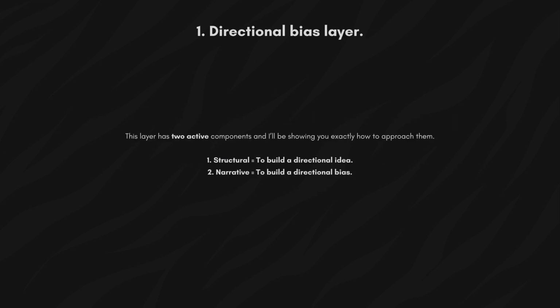First of all, let's dive into the first layer, which is the directional bias layer. Now, this layer has two active components. The first one is the structural component, which is where we build a directional idea. Okay, it is used to build a directional idea. And then we have the narrative component, where we refine that directional idea into a clean and objective directional bias. Okay, now let's move on to the next slide and let me give you the step-by-step procedural framework for determining structure and building a directional idea.